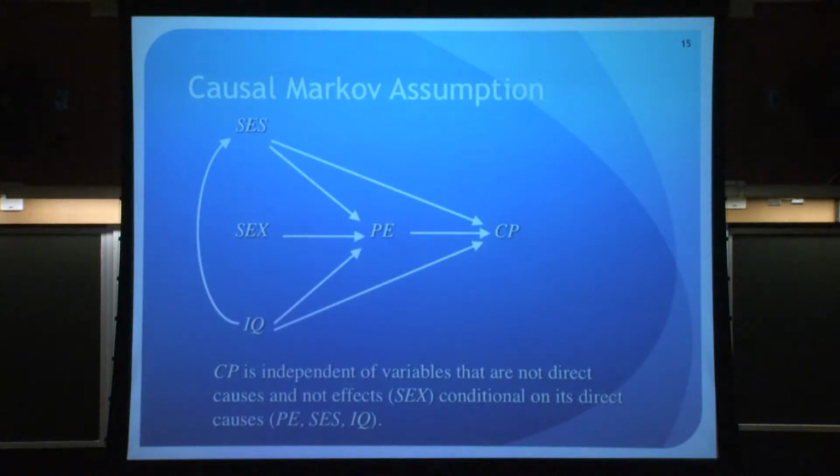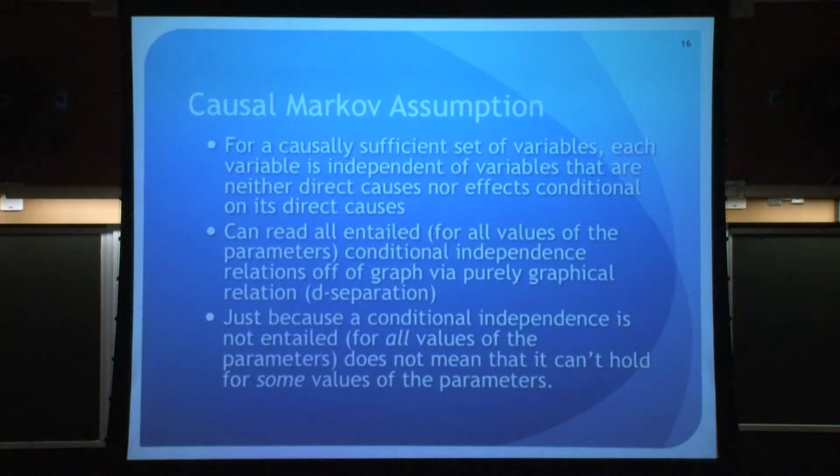Now, the first fundamental assumption that is typically made is a Markov assumption, and that is that, for instance, college plans is independent of variables that are neither its direct causes nor its effects, and in this graph that would be sex, conditional on its direct causes, parental encouragement, socioeconomic status, and IQ. And the causal Markov assumption just applies that to every variable. So it's an extension of the usual Markov assumption whereby the recent past screens off the more distant past. But it also applies to latent variable cases, where if I have a latent common cause of two variables, then the latent common cause screens off the two variables from each other.